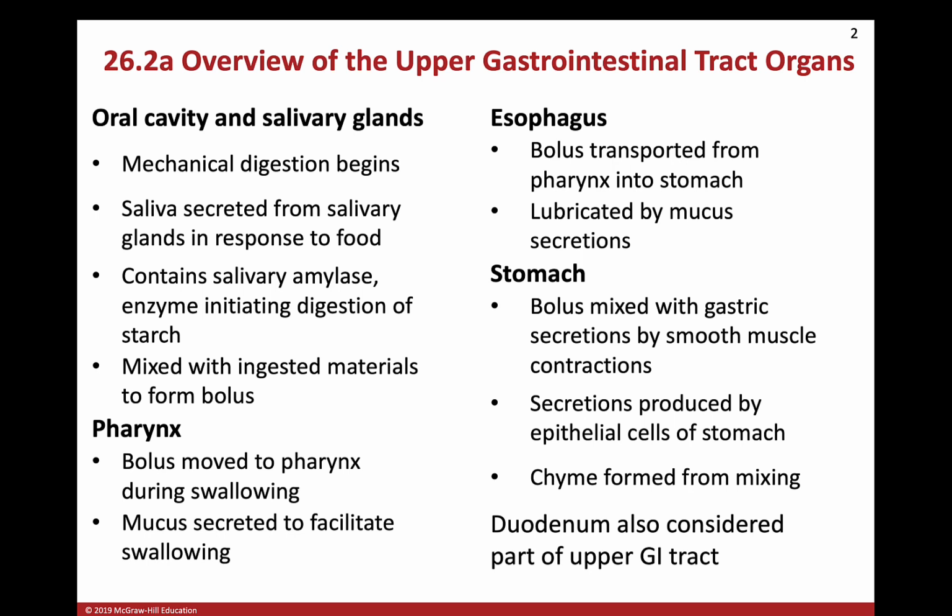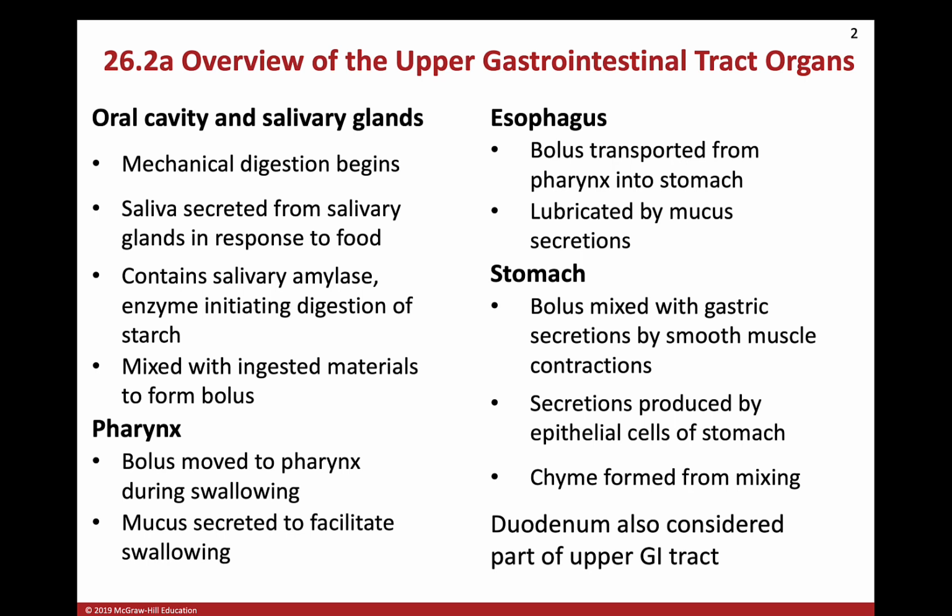Now, the other thing that's happening with the oral cavity is foodstuff will be mixed with ingested materials and secretions, and that actually forms the bolus. The pharynx is responsible for moving the bolus down through the esophagus and to the stomach. We'll also see mucus being secreted here to facilitate the swallowing process. The esophagus is a muscular tube, and the bolus will be moving from the pharynx into the stomach. This also will be aided by mucus secretions.